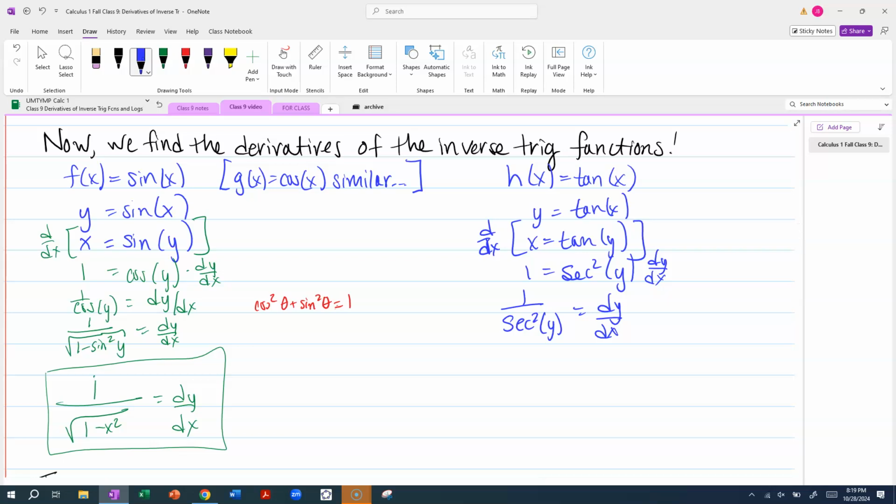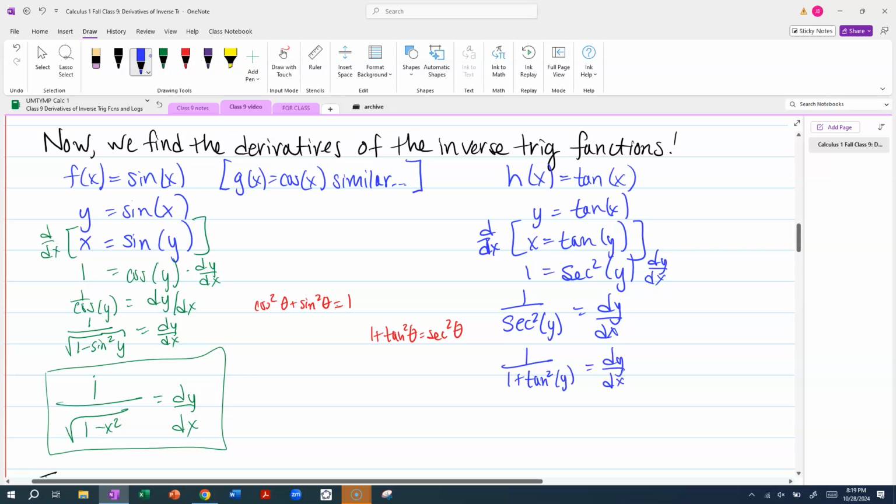And I know there's another Pythagorean identity that says 1 plus tangent squared of theta is equal to secant squared of theta. So I'm going to use that in my work and say this is really 1 over 1 plus tangent squared of y, is equal to dy dx. Oh, and tangent y was the same as x. Look at that, isn't that pretty? 1 plus x squared in the denominator is equal to dy dx. And that's the derivative of arctangent.